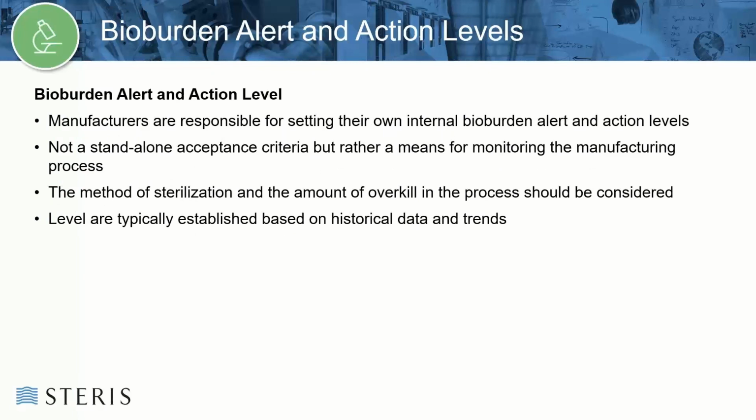Manufacturers are responsible for setting their own internal bioburden alert or action levels. They are not standalone acceptance criteria, but rather should be used as a means of monitoring the manufacturing process. The method of sterilization and the amount of overkill in the process should be considered when setting alert and action levels. The levels are typically established based on historical data and trends.